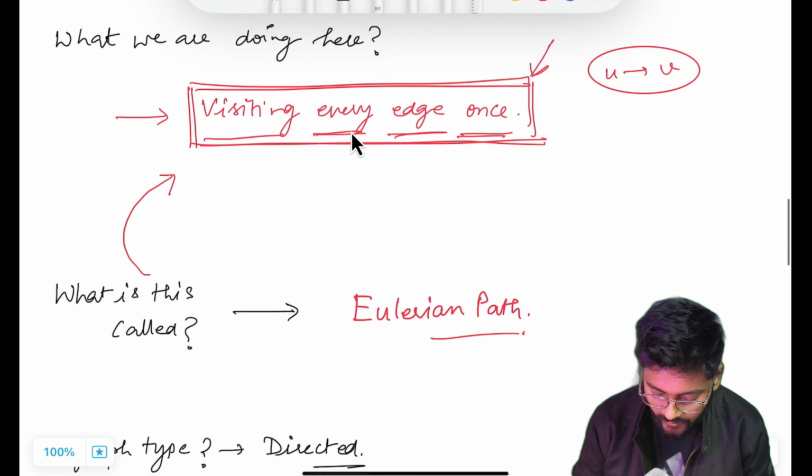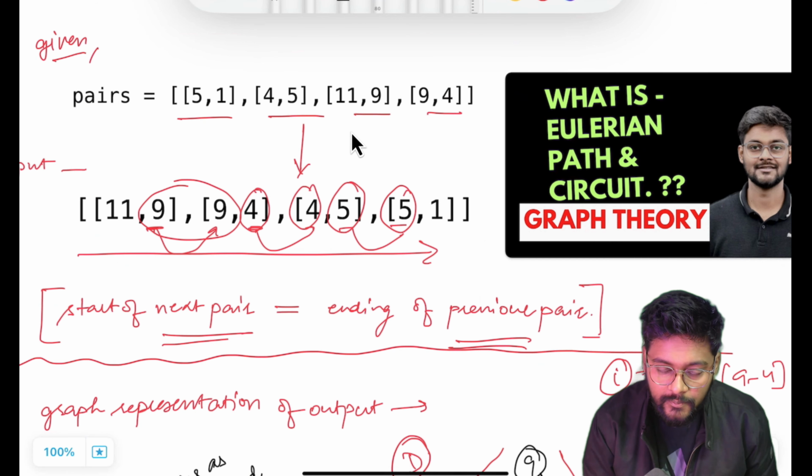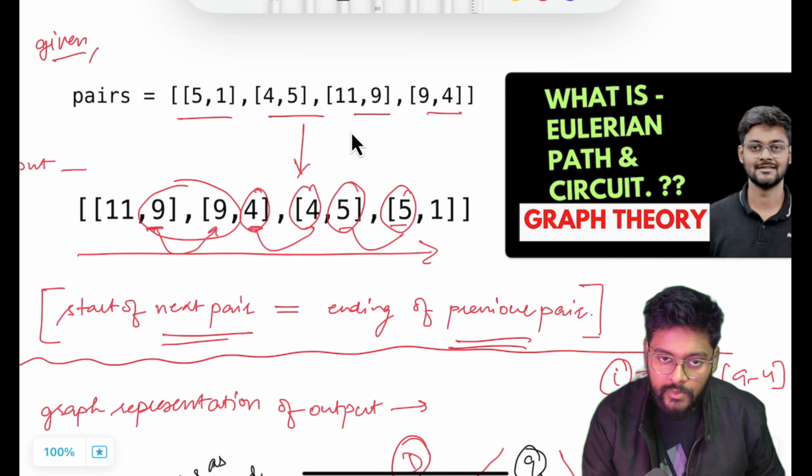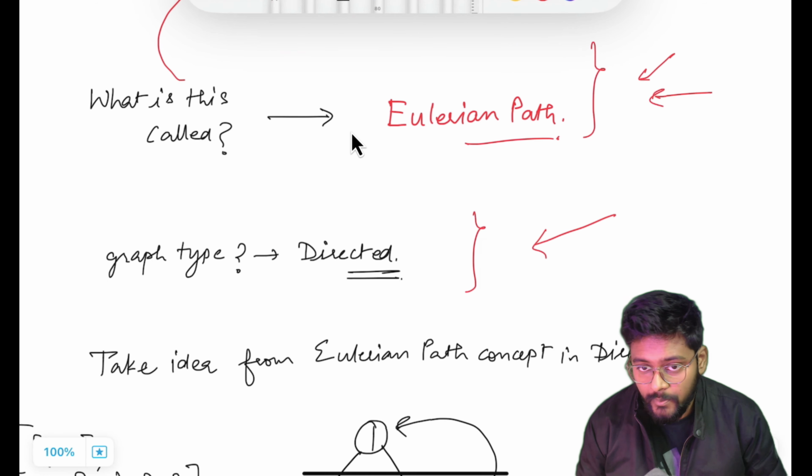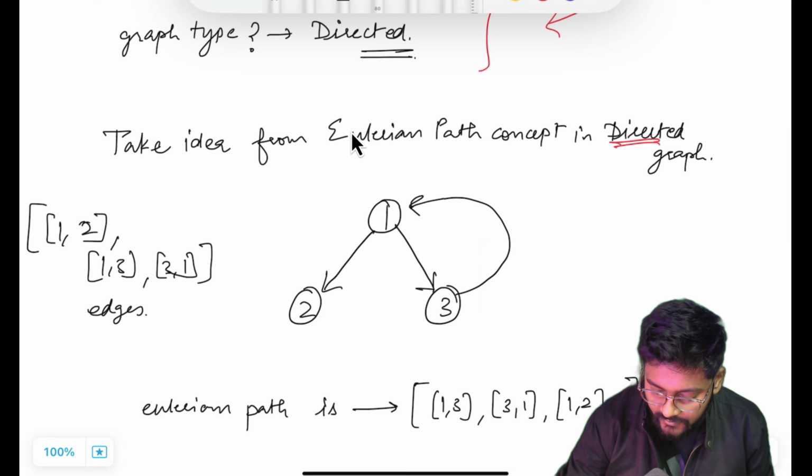So in the given inputs, we are given some pairs, and you consider those pairs as the edges of a directed graph. What you have to give me is the Eulerian path of these edges. You have to arrange those edges so that you are able to get the Eulerian path, covering every single edge once. Now we are getting the idea that we can somehow break down this problem and get some idea from the Eulerian path concept. Now let me help you revise the Eulerian path concept for directed graphs.